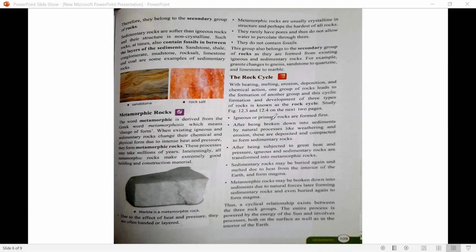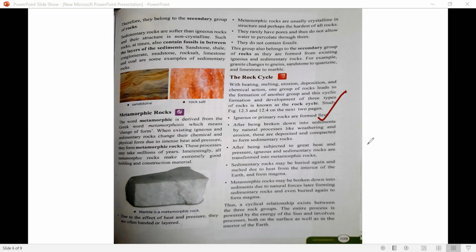Now, igneous or primary rocks are formed first, as we have learned, and that is why they are primary rocks. After being broken down into sediments by natural processes like weathering and erosion, these are deposited and compacted to form sedimentary rocks.